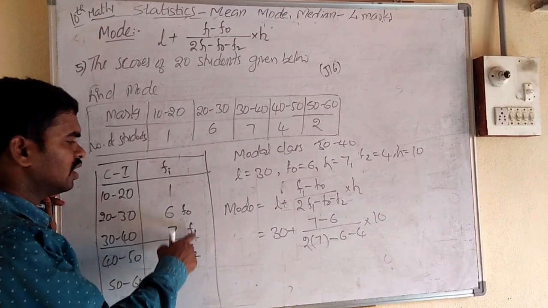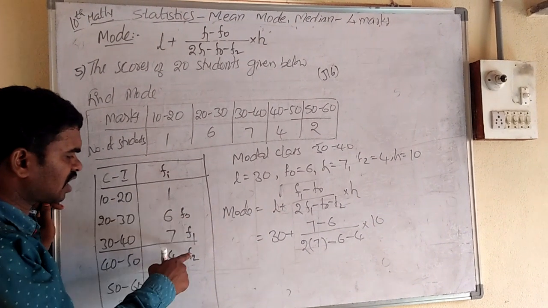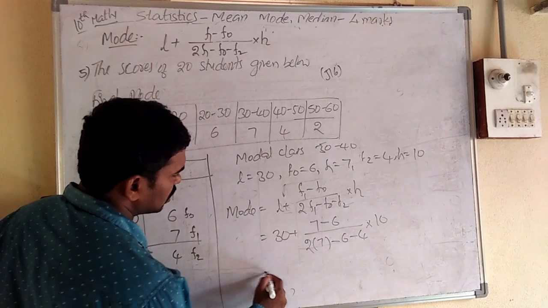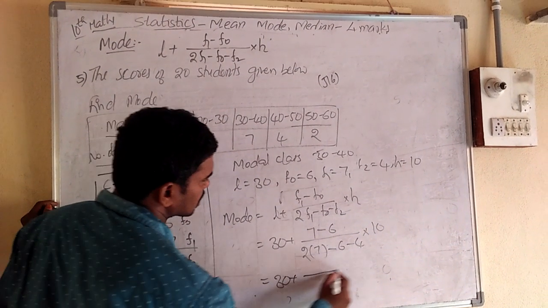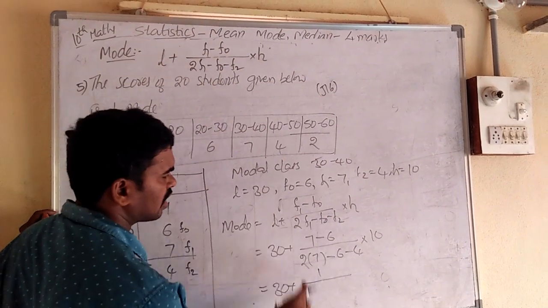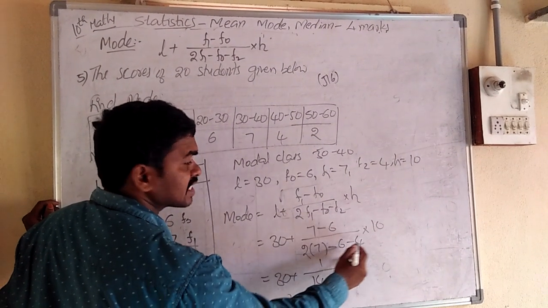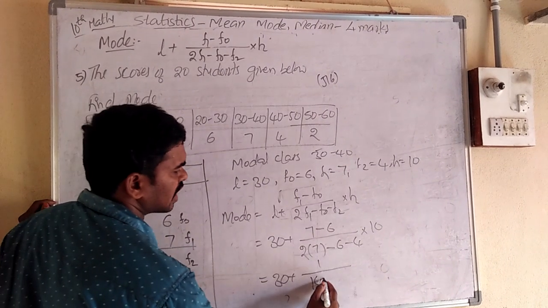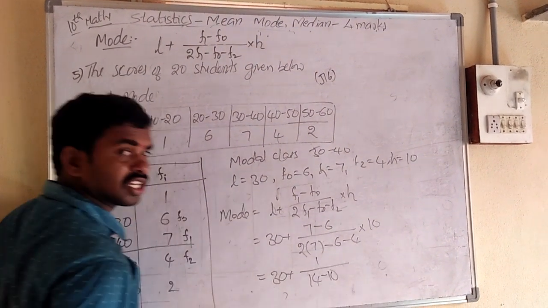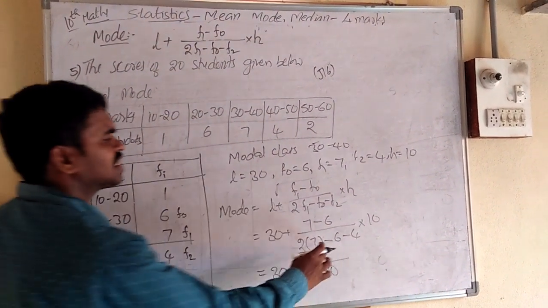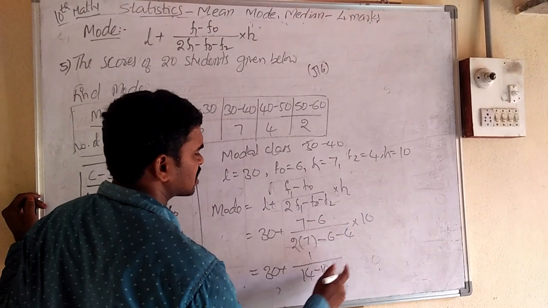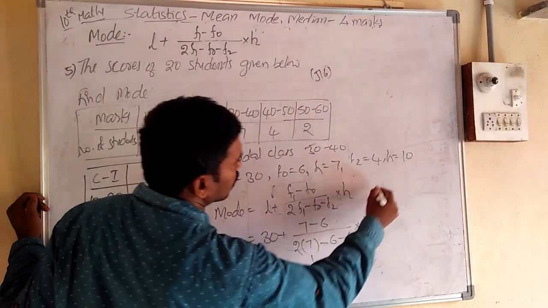Highest one is F1, least one is next before F0 after F2. Is equal 30 plus 7 minus 6, 1. 2 7s are 14, right? Next minus 6 minus 4, minus 10. Okay, there is no multiplication here, minus into minus is plus. That is just minus 6 minus 4 means minus 10 into 10.